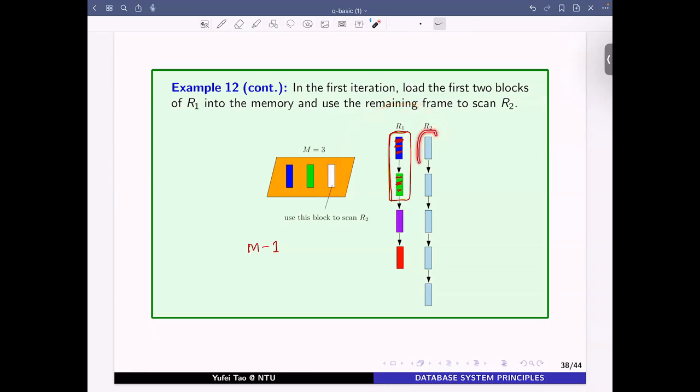You want to use this remaining frame to read every block of R2. So let's say you bring this block of R2 in. Without loss of generality, let's say every block can contain 10 tuples. So now you have 10 tuples here from R2, this is the Y block. And from these two blocks, you have 20 tuples from R1. You can imagine these guys standing on the left, these are the cross tuples. So you have 20 of them.